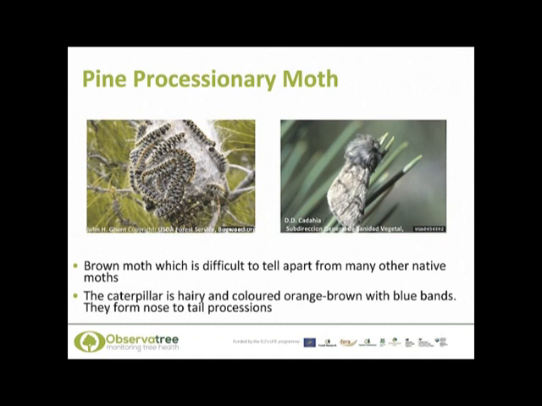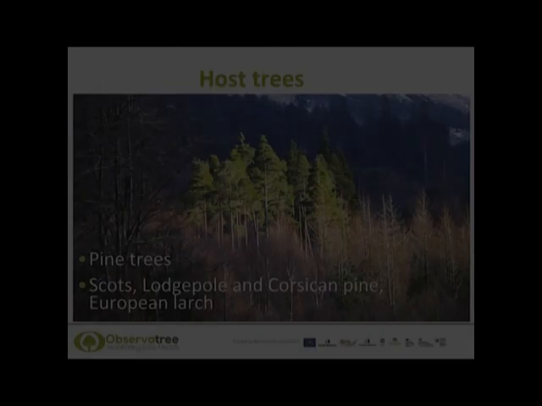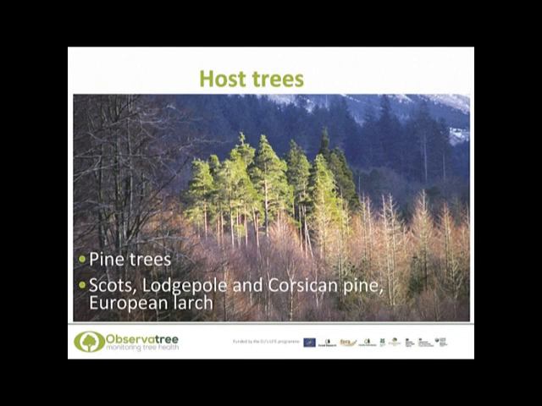On the left-hand side you can see the larvae, or the caterpillars, of the pine processionary moth, which are hairy and coloured orange-brown with blue bands. So like its close relative, the oak processionary moth, the larvae move around in nose-to-tail processions. So the host trees are pine trees, including Scots, lodgepole and Corsican pine, and also European larch. And we have extensive plantings of all of these species here in the UK.